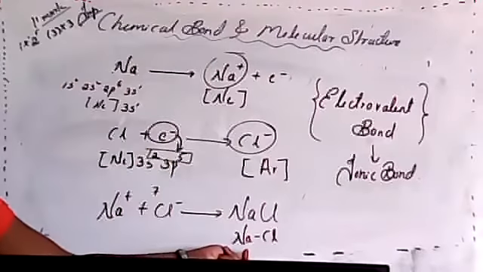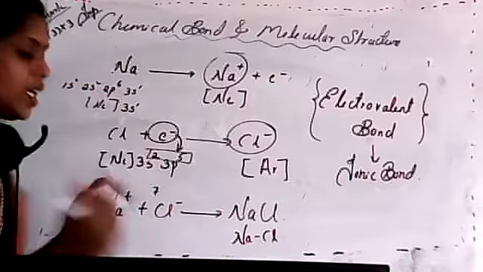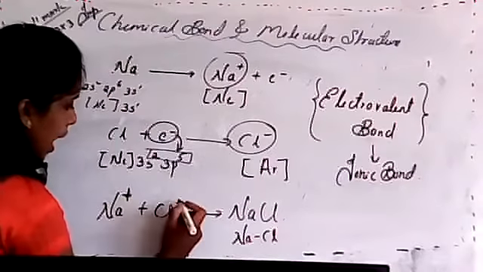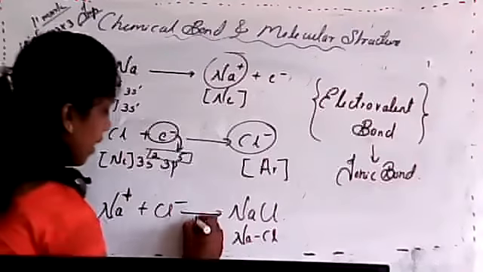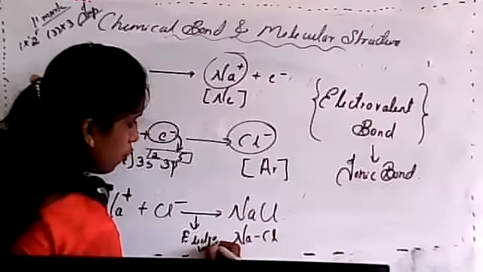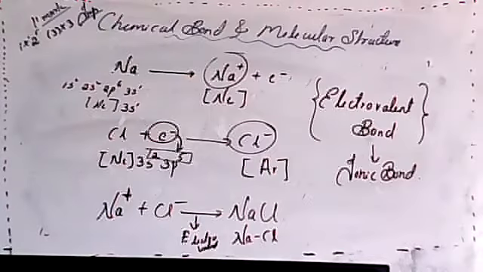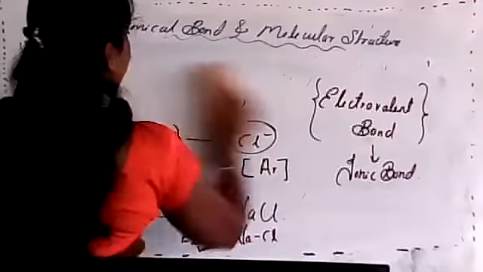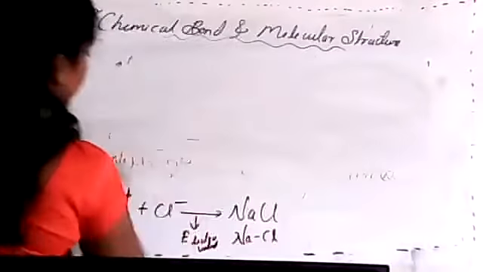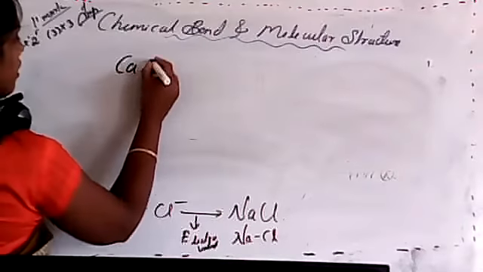So the bond formed as a result of electrostatic force of attraction between positive ion and negative ion is known as electrovalent bond, or simply it is known as ionic bond. Isn't it, student? So now take example of calcium fluoride, CaF2. I took a little bit complicated, okay?